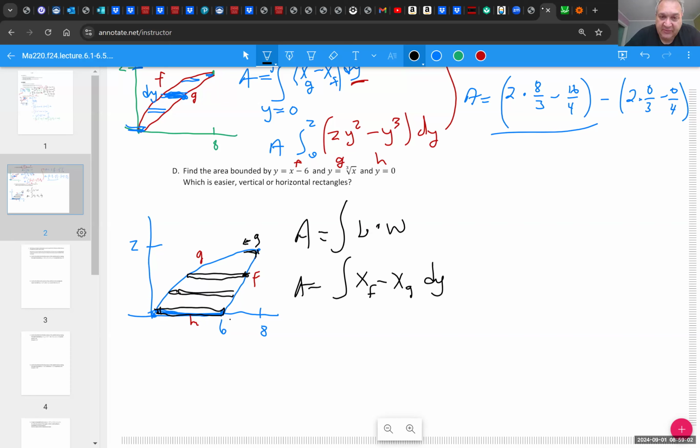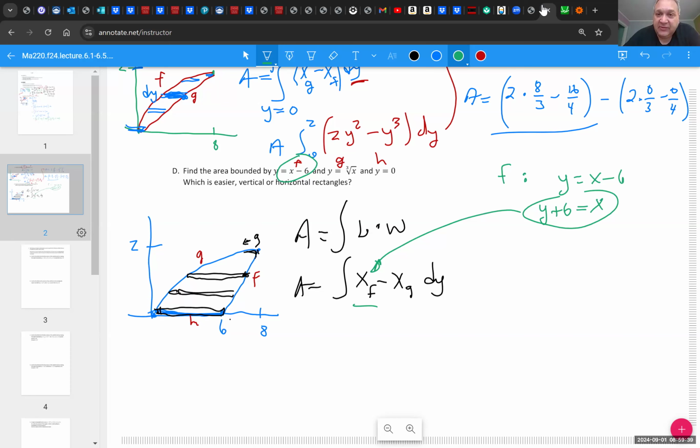So what is the f function? Well, this is the f function right here. So the f function right here is y equals x minus 6. But I need to put x in there. So what do I put in for the x for that f function? Well, I just have to solve for x. I need to know what x is to plug it in. So I'm going to add 6 to both sides, and I get y plus 6, and that's what goes in for x for the f function.